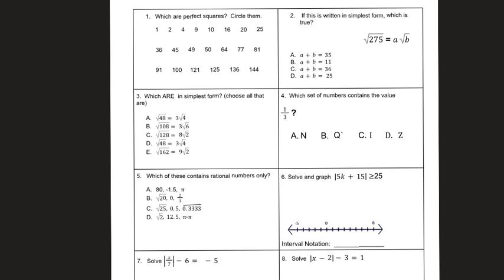What are perfect squares? Circle them. Well, 4 is a perfect square because 2 times 2, right? Let's try these. Let's see. Red or blue? How about blue? 4, 16, 4 times 4, 5 times 5, 6 times 6, 7 times 7, 8 times 8, 9 times 9, 10 times 10, 11 times 11, and 12 times 12. So those are perfect squares.